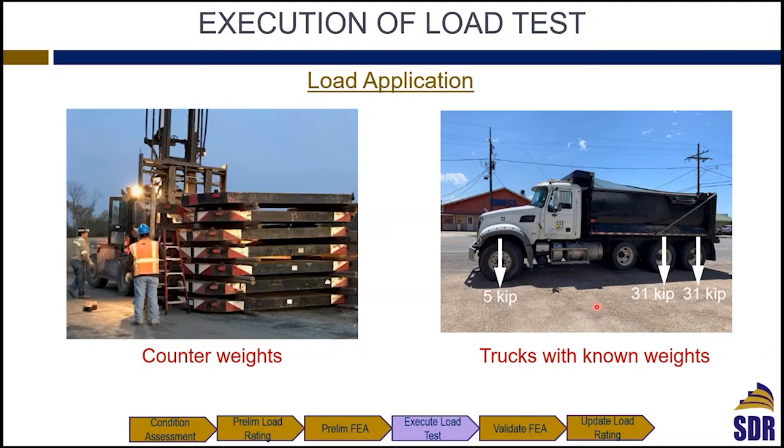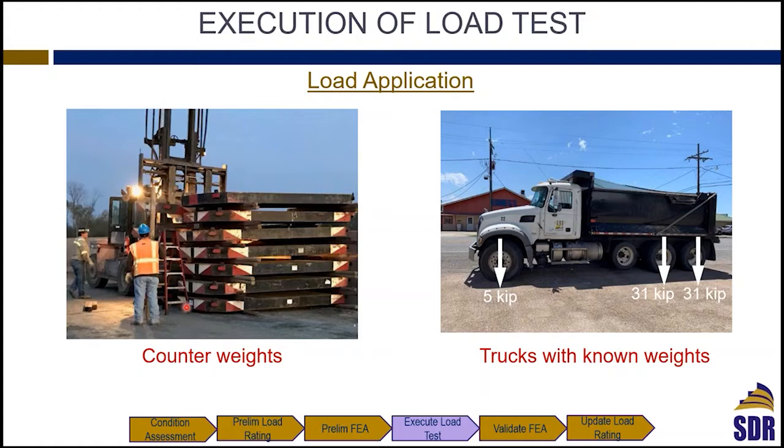Actually, the HL93 is 32 and 32, but the rear axles are spaced at 14 feet. However, the design tandem is 25 and 25, and they are spaced at 4 feet. So the load we are trying to put on the bridge is very close to the actual design load of the bridge. In very rare situations, we sometimes might have to use counterweights in addition to the trucks.